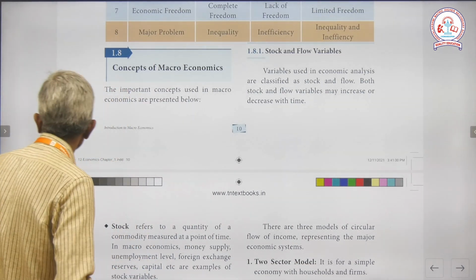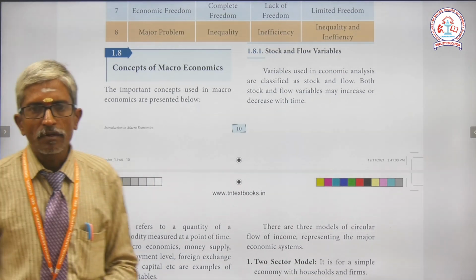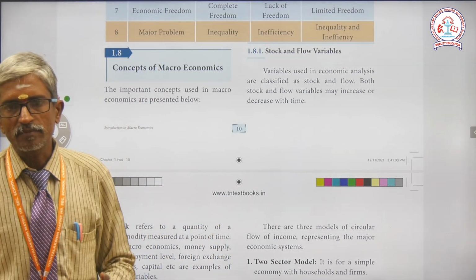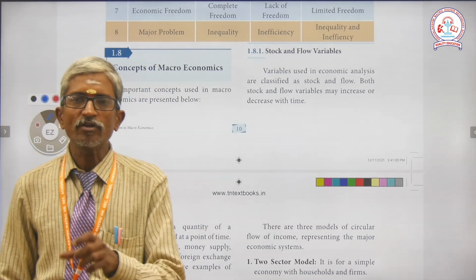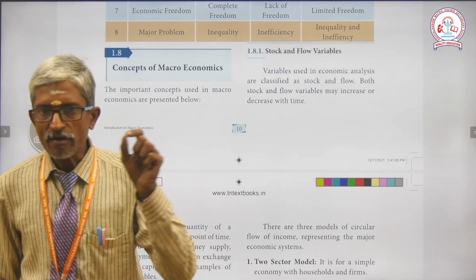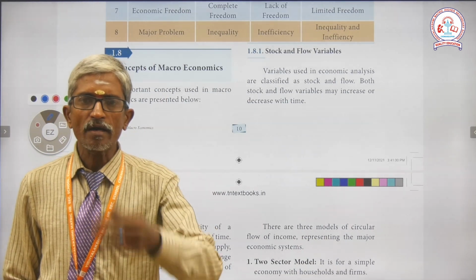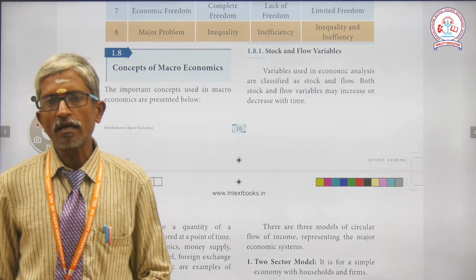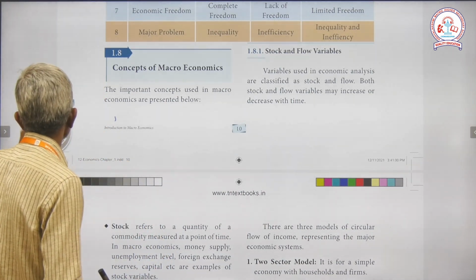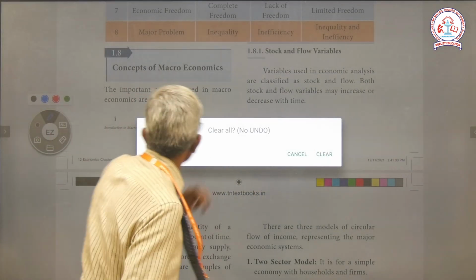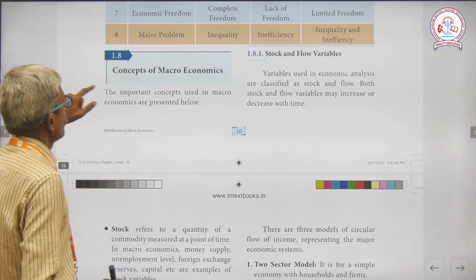1.8, page number 10. What is the speciality of this topic, sir? Generally we used to ask how much mark will come. It's a 5-mark question. Maybe the subtopic will be asked in the 2-mark also. Suppose if it is asked in 3-mark, you write down the concept, then you select any two concepts and directly mention them in a crystal clear manner. Concept of macroeconomics, page number 10.